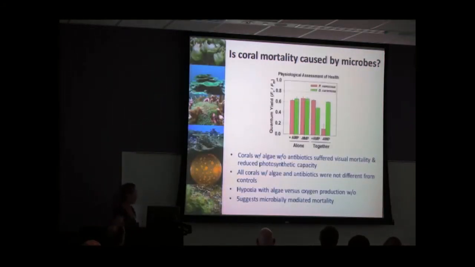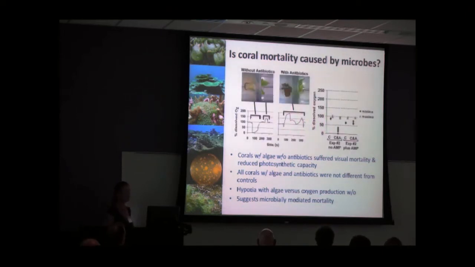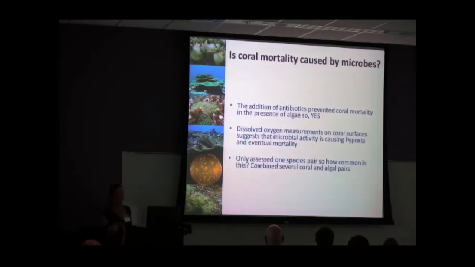These results were again corroborated with physiological data, where we have severe reductions in photosynthetic efficiency on the corals next to algae without antibiotics. Also similar results with the dissolved oxygen. Again, the dissolved oxygen on the coral surfaces near algae without antibiotics was hypoxic. So this suggests that algae are actually releasing compounds causing coral mortality, and that mortality can be prevented with the addition of antibiotics. So bacteria are doing something: they're responding to those algal exudates and causing hypoxic conditions on the coral surface, likely due to respiration, and thus causing this mortality.